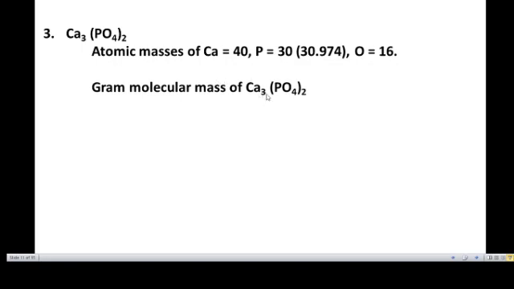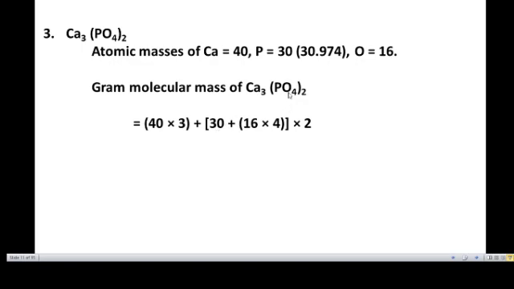Gram molecular mass of calcium phosphate. We have to find out the gram molecular mass of calcium phosphate. Here Ca3, 3 calcium atoms, 2 phosphorus atoms, and 4 2s are 8 oxygen atoms are present here. So the mass of calcium is 40. So 40 into 3 calcium atoms, so 40 into 3, plus the mass of phosphorus is equal to 30.